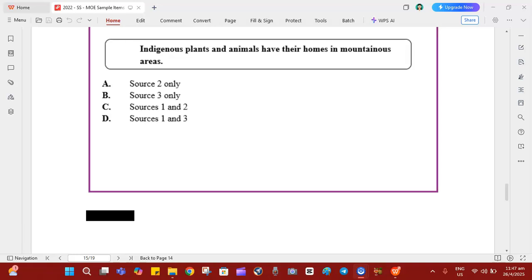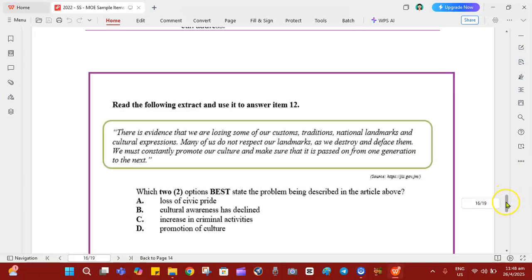All right, let's move on to the next item. Remember I told you I'm going fast. So next item is 12. You're using this to answer 12. There is evidence that we are losing some of our customs, traditions, national landmarks, and cultural expressions. Many of us do not respect our landmarks as we destroy and deface them. We must constantly promote our culture and make sure that it is passed on from one generation to the next.